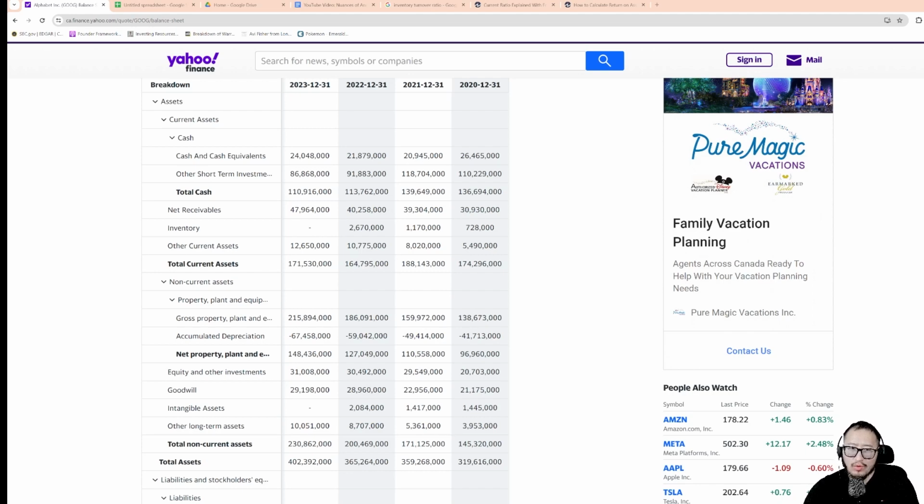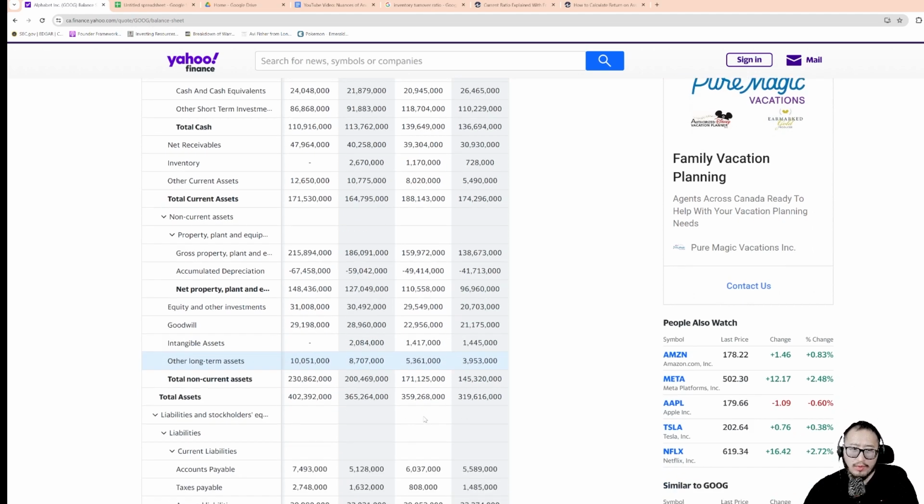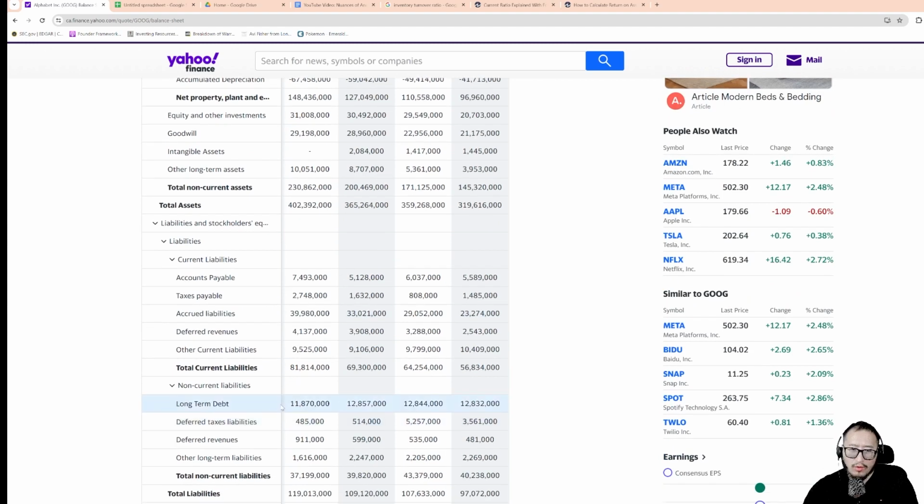And if you look at Google over here, let me just pull it up, the total long-term debt is about 11 or 12 billion dollars, which relative to the market value of over 1 trillion, I would say is very low debt, and that's a testament to it being a very high quality, efficient business.